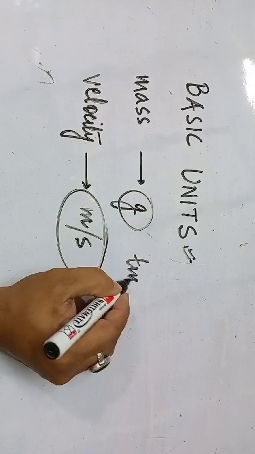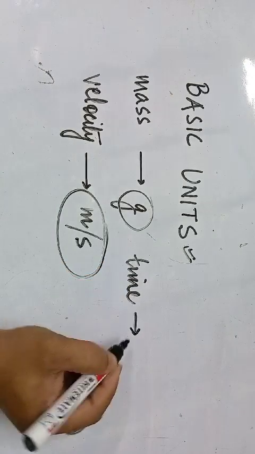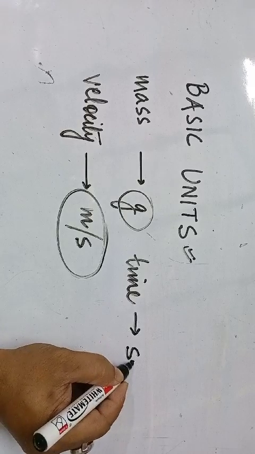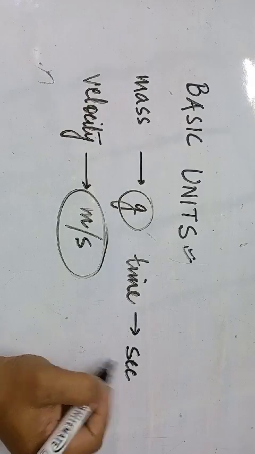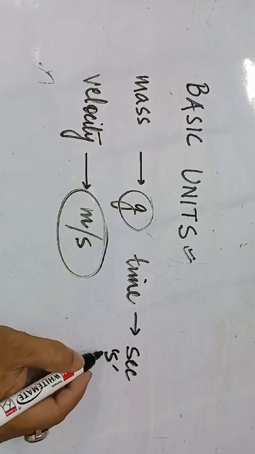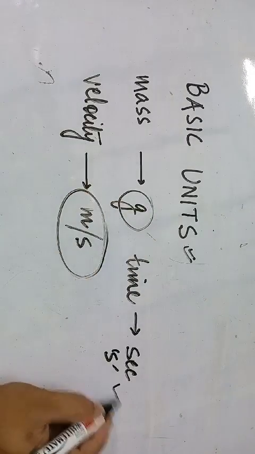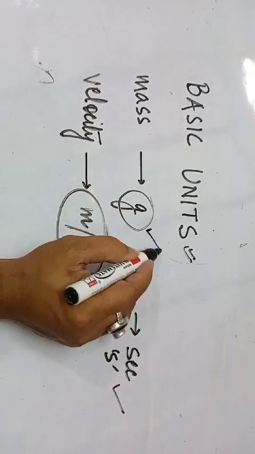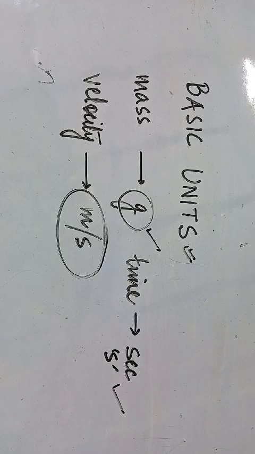Similarly, when we say time is a physical quantity, so what is the unit of time? Seconds is the unit of time, which is represented with a small s. So can we say that s is a basic unit? Yes, s is a basic unit. Is g a basic unit? Yes, g is a basic unit. Of what? Of mass. Okay, so these are basic units.